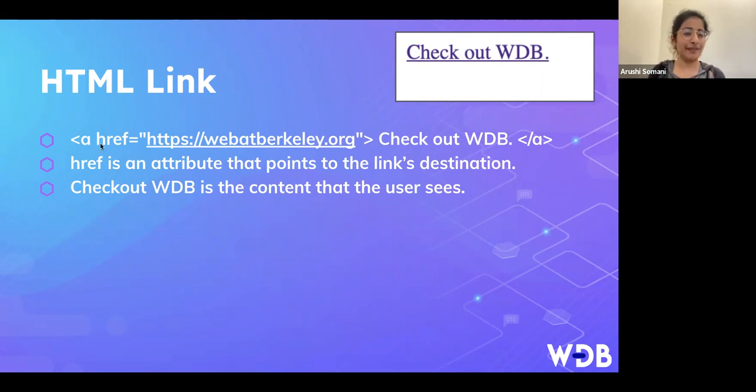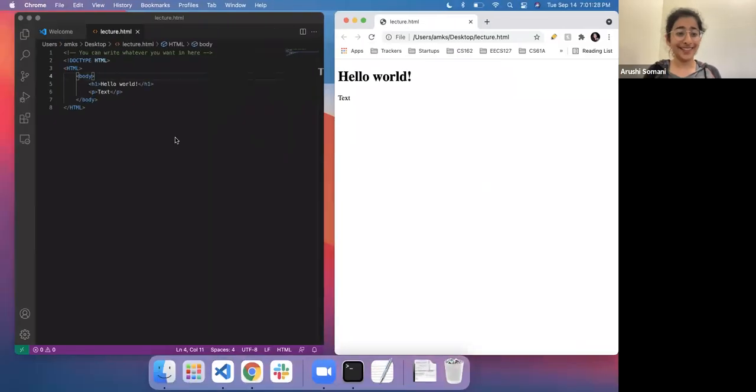And with this A tag, we define an href, which is a link to where we want to go, and add some text, which is displayed here. Href is the attribute that points to the link's destination, and the text is the content that the user sees. Now that we know that, let's go back and add a link to our website.